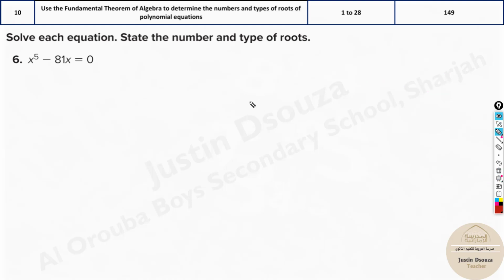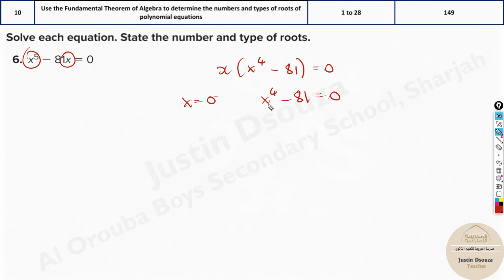Again, we can do this. Okay, now this one is a little different. Here you can see there is x, and there are only 2 terms. So take x outside, so you will remain with x power 4 minus 81 equals 0. Now you can equate this: x is equal to 0, x power 4 minus 81 is equal to 0.